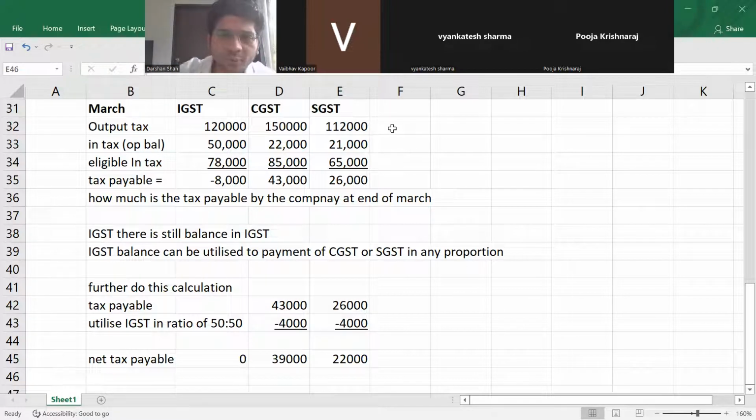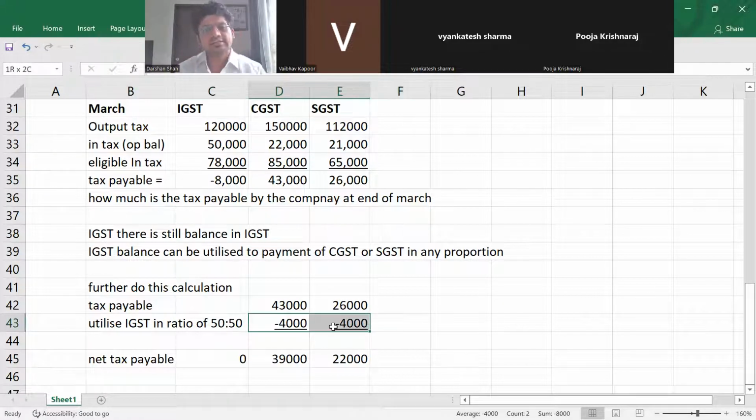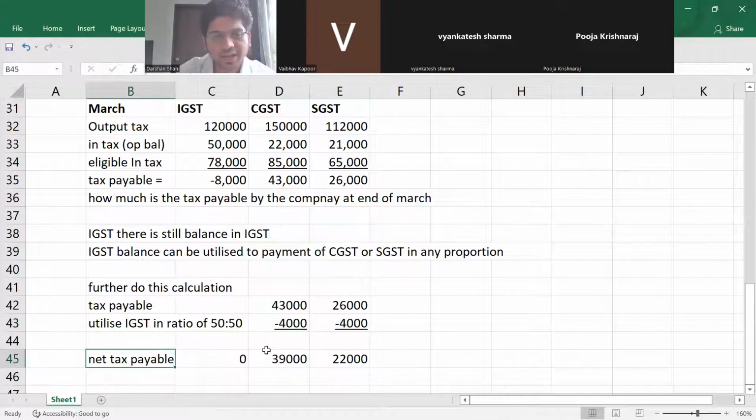Okay, so the doubt is, can the 8,000 be opening balance for April? No, you claim that IGST, the remaining balance. Because IGST will have opening balance, but CGST and SGST are still payable. So if CGST, SGST are still payable, I'll just pay off the remaining CGST, SGST. So my IGST balance has now become 0, and this 8,000 I bifurcated equally between CGST and SGST. So my net tax payable was 39,000 CGST and 22,000 SGST.